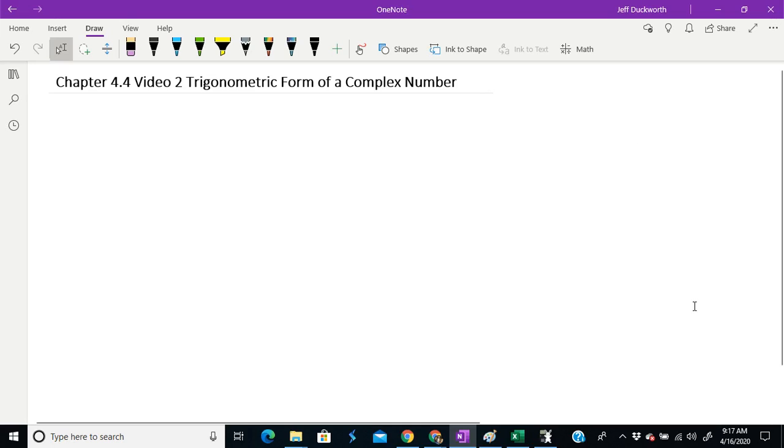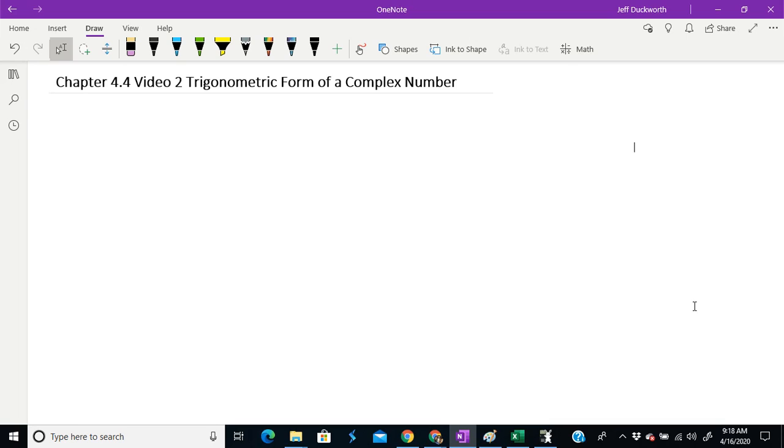This is the second video from chapter 4, section 4. We're going to be doing the reverse of what we did before. In the previous video, we converted some complex number from standard form and put it in trigonometric form. Now we're going to do the opposite procedure. So we're going from trig form to standard form. And this is much easier.